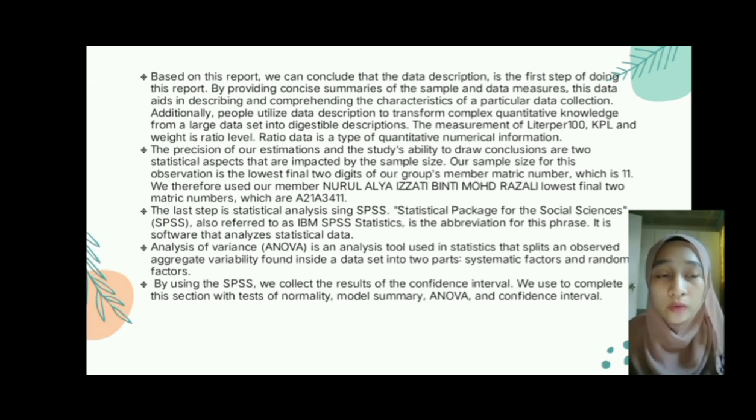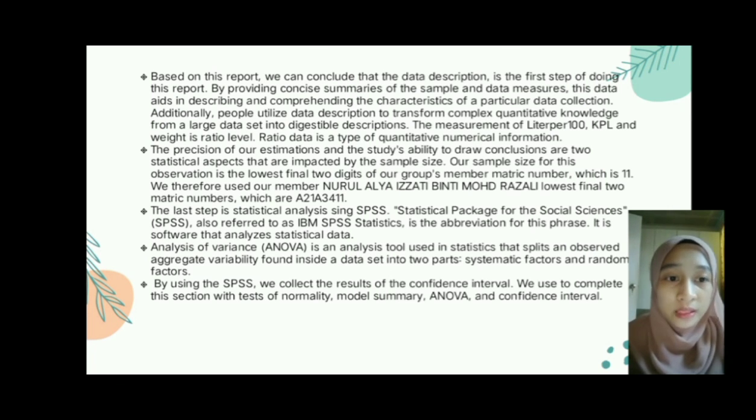Analysis of variance, ANOVA, is an analysis tool used in statistics that splits observed aggregate variability found inside a dataset into two parts, systematic factor and random factor, which means at least one of the 5 variables: cylinder, horsepower, brain, KPL, and weight. A statistical method for establishing the relationship between two variables is correlation analysis. In statistics, the link between two variables is referred to as a correlation. It also has 5 steps: start with hypothesis, second step is significance level, third is SPSS output, step 4 decision rule, and lastly decision.